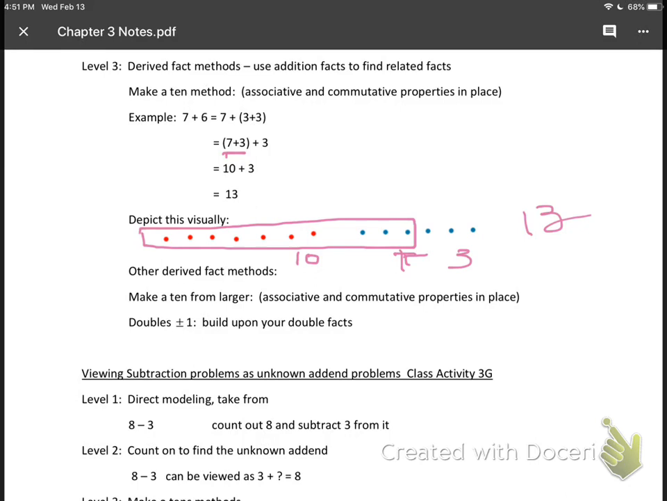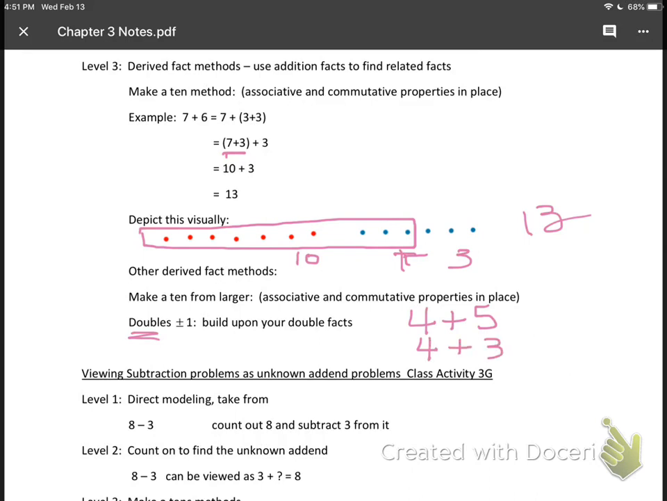Okay, there are other derived methods. You can make a 10 from the larger of the numbers. You can work with doubles and add 1 or subtract 1. So if you know that, for example, 4 plus 4 is 8, and you have 4 plus 5, you might still go for your doubles and say, oh, well, 4 plus 4 is 8, and 1 more, so plus 1, makes 9.